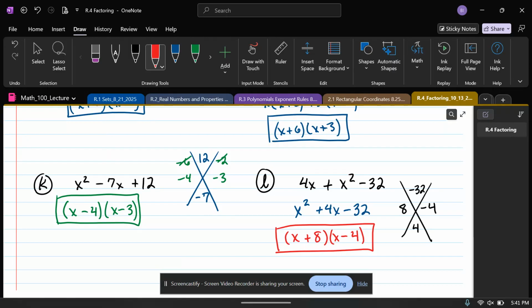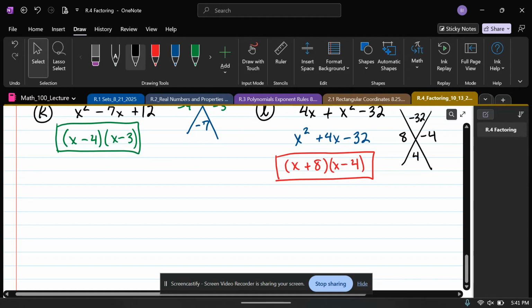All right. So, when can we use that shortcut? 1 in front of the x squared. That's the only time we can use that shortcut. So don't try to use it when it's not a 1 in front of x squared. That's a very common mistake.